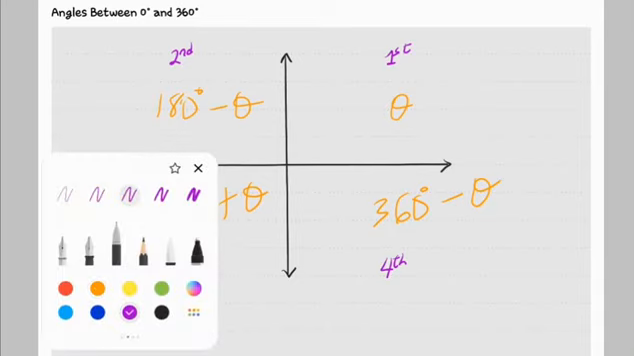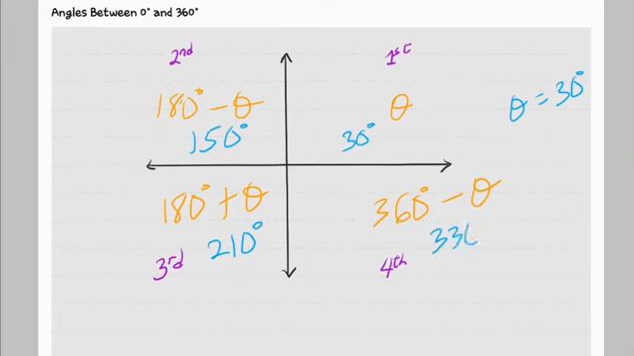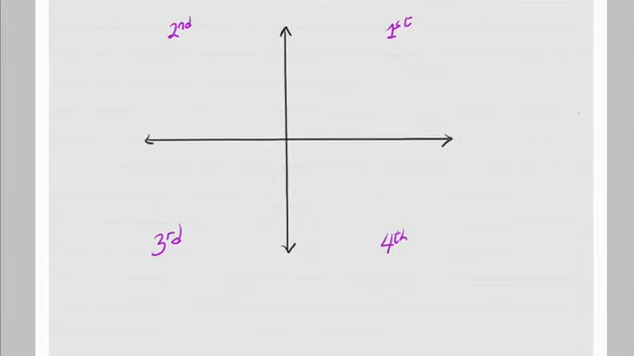For example, if we take our theta to be, let's say, 30 degrees, it means in the first quadrant, 30 degrees. In the second quadrant, 180 degrees minus 30 degrees, 150 degrees. In the third quadrant, it will be 210 degrees. And in the fourth quadrant, the 30 degrees will be 330 degrees. Okay, so 30 degrees is 150 degrees in the second quadrant, 210 degrees in the third quadrant, and 330 degrees in the fourth quadrant.